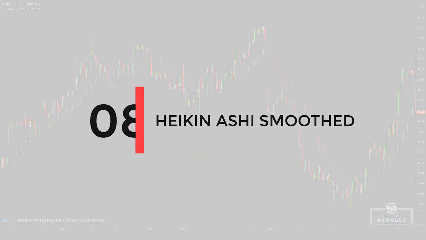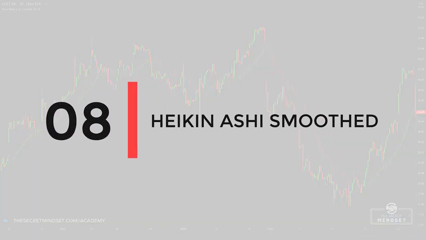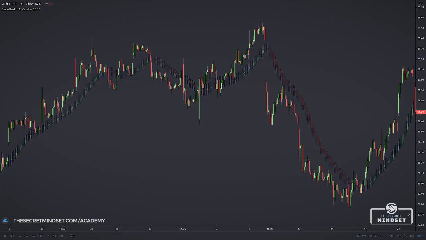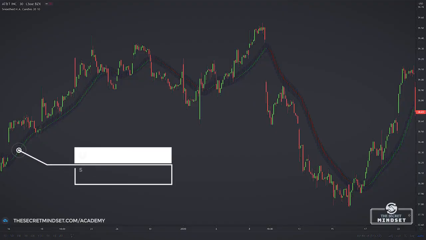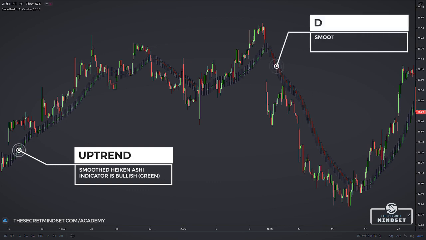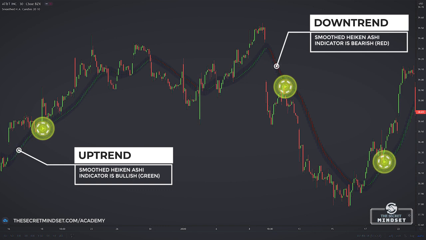Number 8. Smoothed Heiken-Ashi. Smoothed Heiken-Ashi is a modified version of the regular Heiken-Ashi candlestick chart. Price is in an uptrend when the smoothed Heiken-Ashi indicator is bullish or green, and it's in a downtrend when the smoothed Heiken-Ashi is bearish or red. When prices are trending higher, the smoothed Heiken-Ashi will adjust itself by also moving higher to reflect the increasing prices. This could be explained as a bullish signal. When you see the smoothed Heiken-Ashi trending higher, you could enter the market on the retest of the smoothed Heiken-Ashi, acting here as dynamic support.